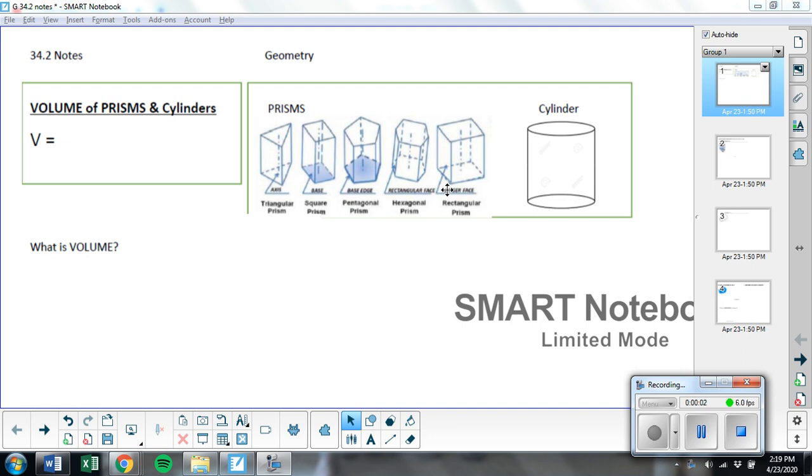Hey guys, we're doing 34-2 notes today. It should look like this. Again, if you can print it, great. If you can't, it's really important that you take notes on paper so you have something to look back at, especially to show your work with the formulas and everything after that.